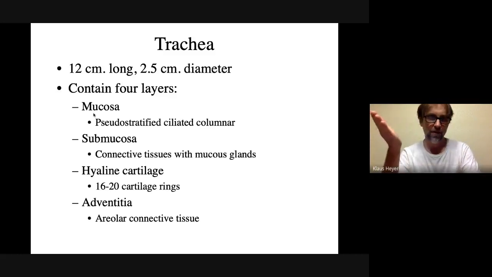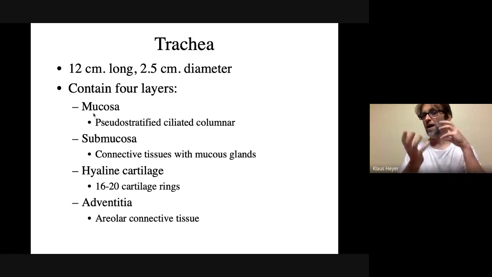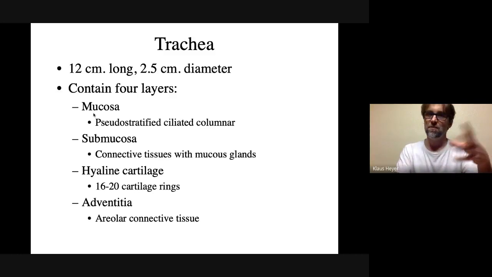Submucosa is, as the word implies, the layer underneath that, and that's where you would find mucus glands, and then you have hyaline cartilage, anywhere from 16 to 20 rings. They're like those C-shaped rings.